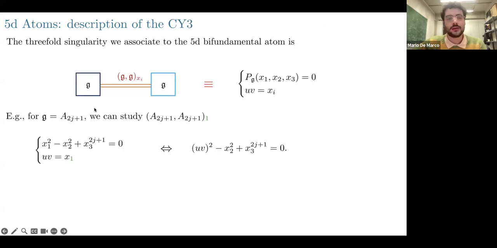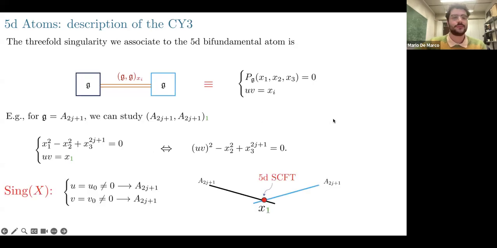Let's do an example to be more concrete. If I take G to be A_{2j+1}, and we study this particular atom, then the first equation gets this particular shape. Okay, yes, sorry, this is a typo, it should be A_{2j+2} below. This is a polynomial equation that can be shown to define the A_{2j+1} ADE singularity. Okay, this presentation with 2 equations is, in this particular case, cumbersome. We can actually solve the second equation to replace x1 everywhere with the combination u times v. And so we can think of it equivalently as a single equation in C4. It's just a matter of presentation, but I will actually need both presentations. They will be more useful on different occasions.